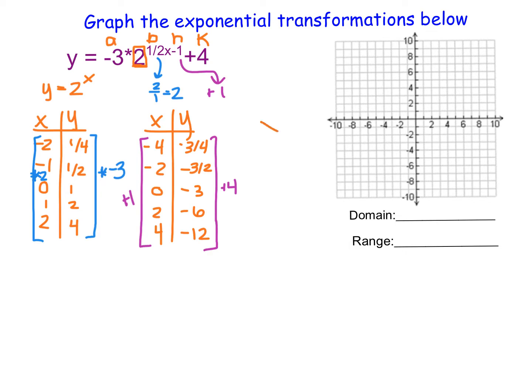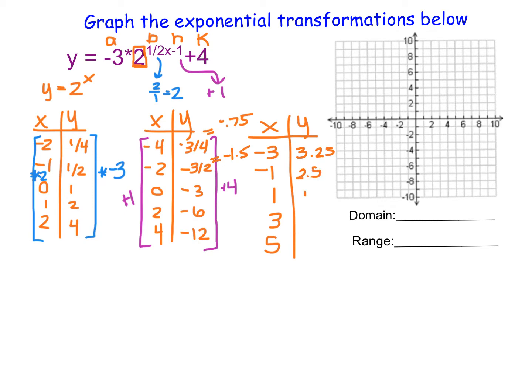So here we create one last table of values. If we add 1 to all of our X values, we get -3, -1, 1, 3, and 5. And then for our Y values, if you don't like adding fractions with integers, you can just convert these over to -0.75 and then -1.5. So then as we add 4 to those, we end up with 3.25, 2.5, 1, -2, and -8.